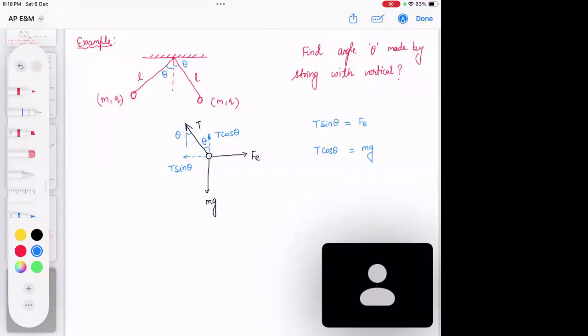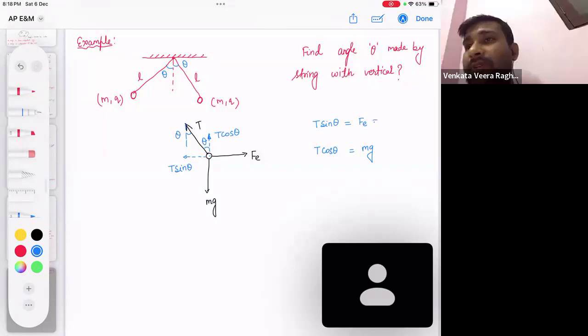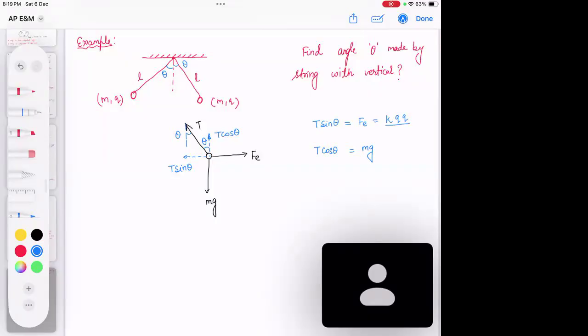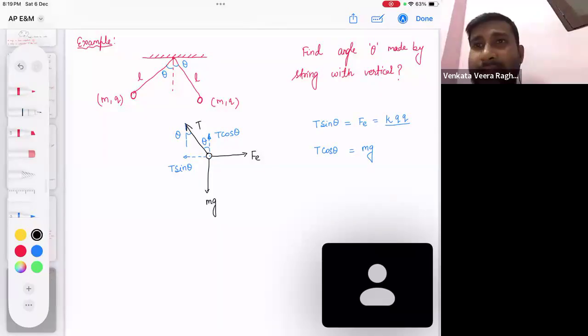Right. Now, can we put the value of the electrostatic force? Is it going to be K Q1 Q2 by, what is the distance between these two charged particles? Just check it and tell me. 2L sine theta. How much is the distance? Check it. Is it 2L sine theta?